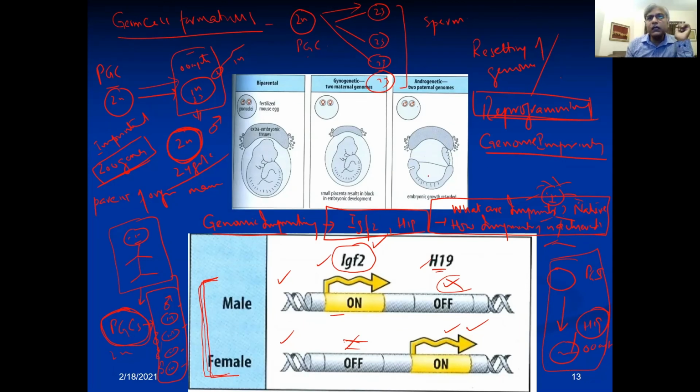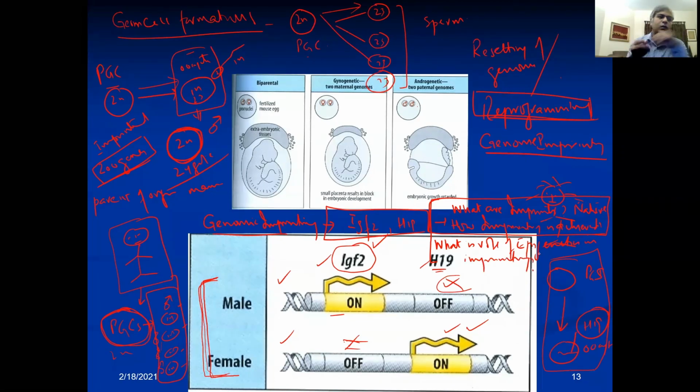And once you answer these questions, you will definitely answer what is the role of epigenetics in imprinting. What is the role of epigenetics in genomic imprinting? Everything in the context of IGF-2 and H19. Is it clear? Any questions? If there are no more questions, thank you everyone.